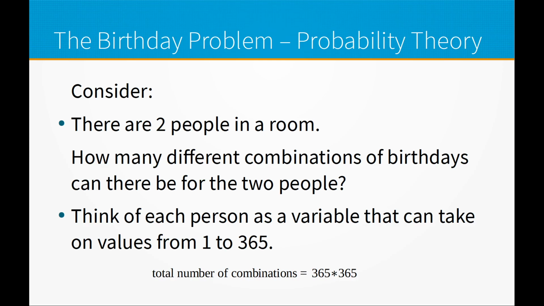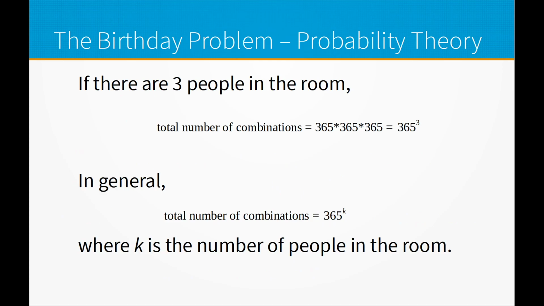So if you think of the person as a variable, then all 365 values are possible. So the total number of combinations of birthdays here between the two people would be 365 squared. And if you have three people, it would be 365 cubed. And in general, it's 365 to the kth power, where k is the number of people in the room, or the number of people you're asking.